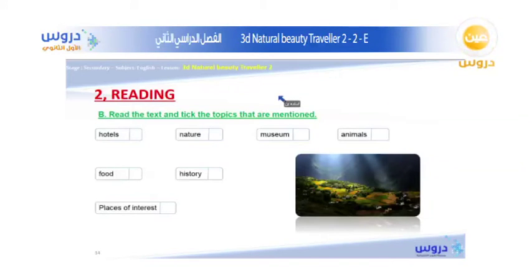So in the previous passages, we have some related words. Read the text and tick the topics that are mentioned in the previous paragraphs. What do you think, my friend? Let's talk about hotels, or nature, or museum, or animals, or food, or history, or places of interest. So this is the answer: nature, and animals, and food, and the last one is places of interest.